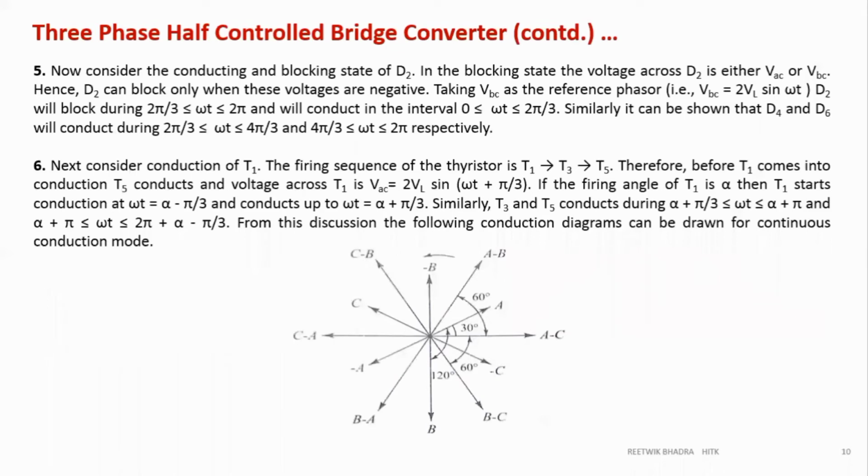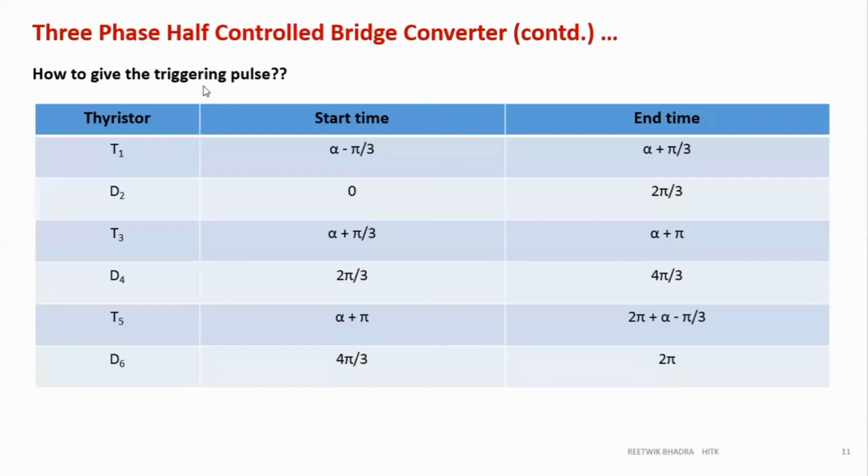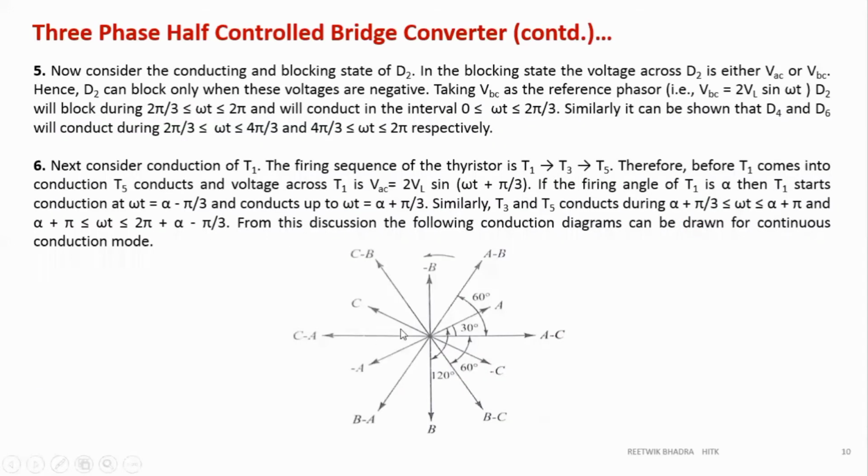Now this is very important. What is happening over here? This one slide is only for your explanation. The others are very easy. See what is happening over here. We are trying to draw this table, showing how to give the triggering pulse. This table was drawn previously also, and now also this table is drawn.